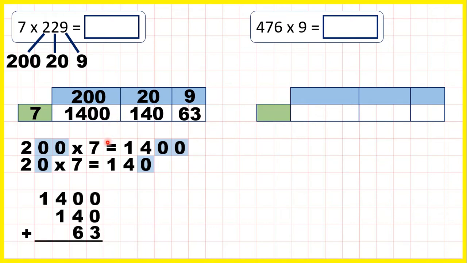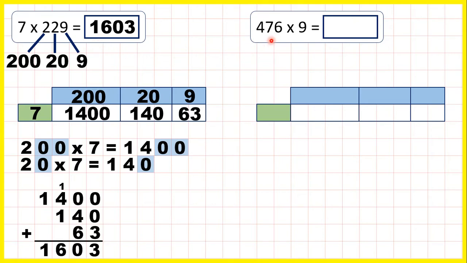So if we add up our answers, 0 plus 0 plus 3 is 3, 0 plus 4 plus 6 is 10, so that's 1, 0, 1 plus 4 plus 1 is 6, and 1 plus nothing is 1. So our answer is 1,603.